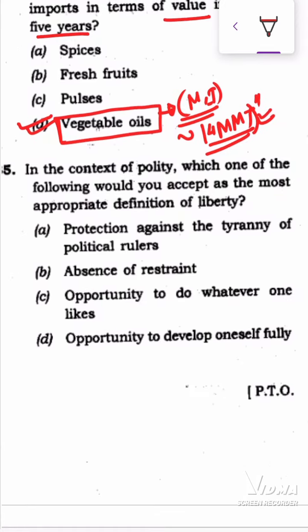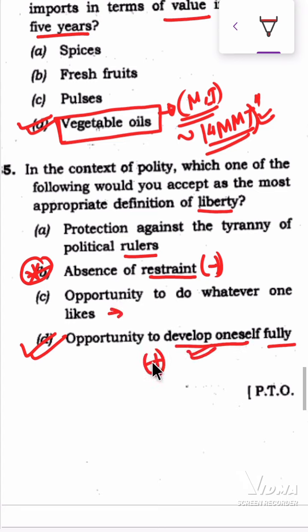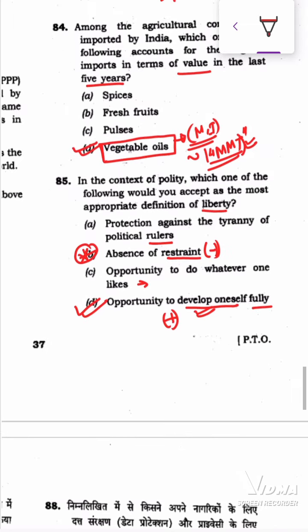In the context of polity, which one of the following would you accept as the most appropriate definition of liberty? Liberty as protection against the tyranny of the political ruler. No, this is not absolutely right. Absence of restraint, yes, in a negative sense. Opportunity to do whatever one likes, maybe right. Opportunity to develop oneself fully. This is the most appropriate. Although B is also somewhat acceptable, because absence of restraint gives you freedom, but in a negative way. Opportunity to develop oneself is a more positive statement. It allows you to develop your material, mental, spiritual, and intellectual self. So option D is more appropriate.